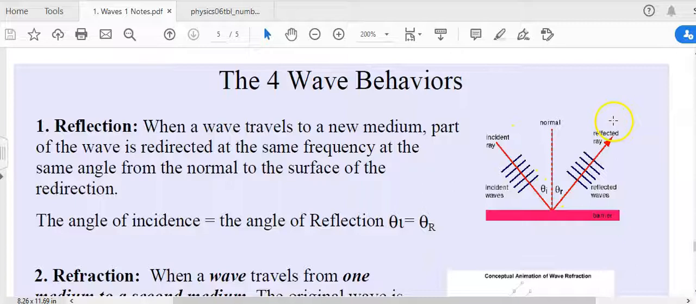Also, a ray is not a vector. This is not a vector. It is a ray, just like in math class. The arrowhead represents the direction the rays are moving. It's coming in, hitting this point, and bouncing off.